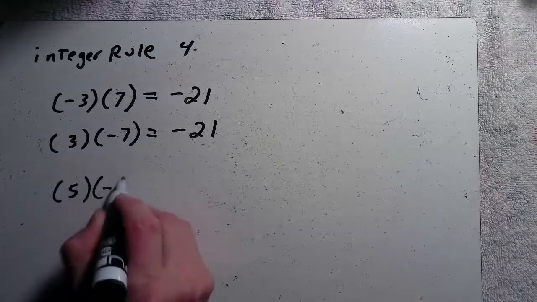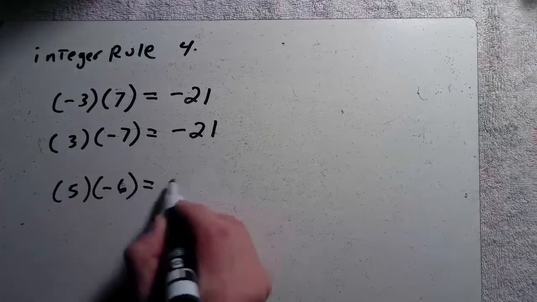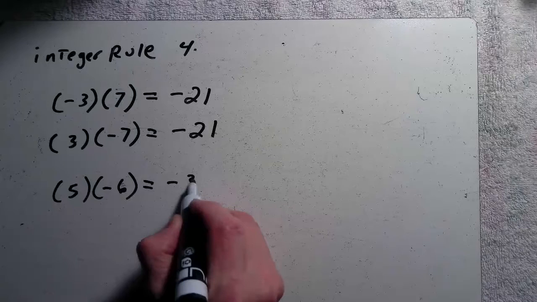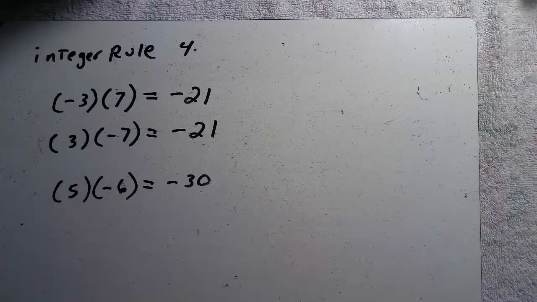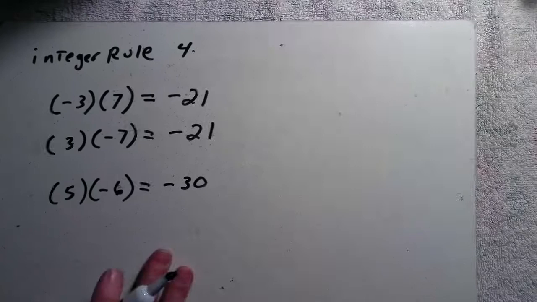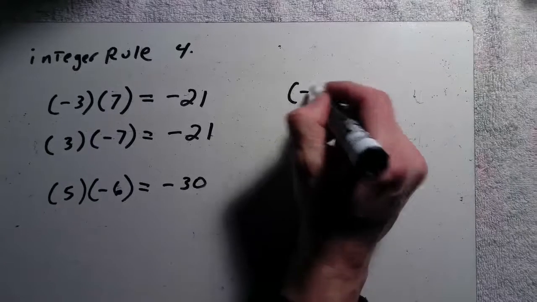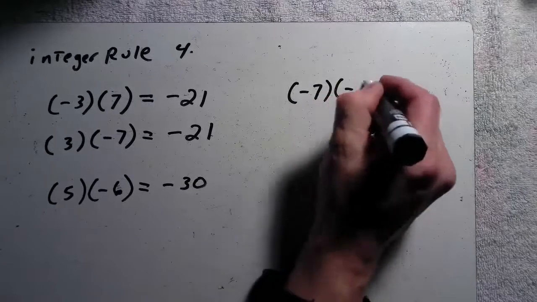So 5 times negative 6. Again, signs are different. It's an automatic negative. Don't care that the 6 is larger. So what happens if the signs are the same? Negative 7 times negative 8.